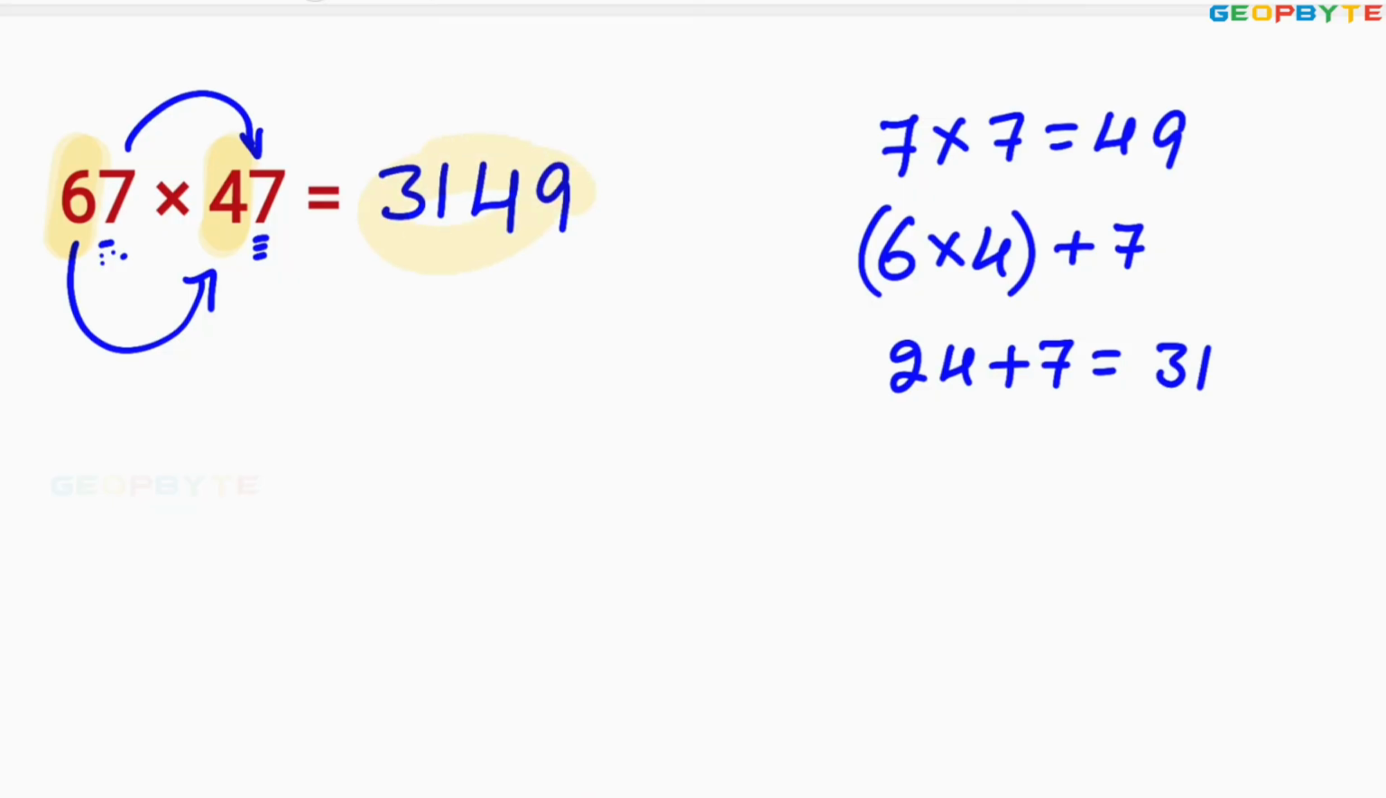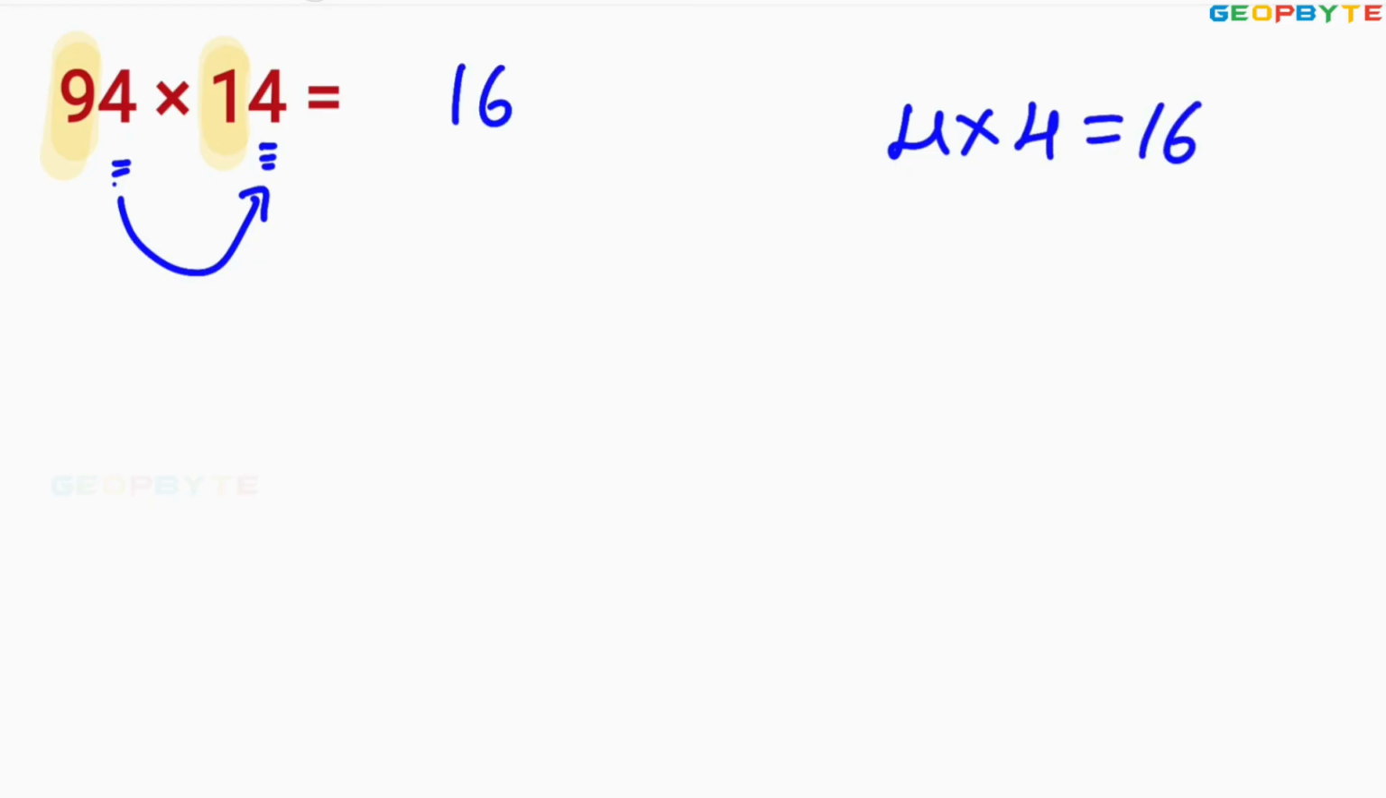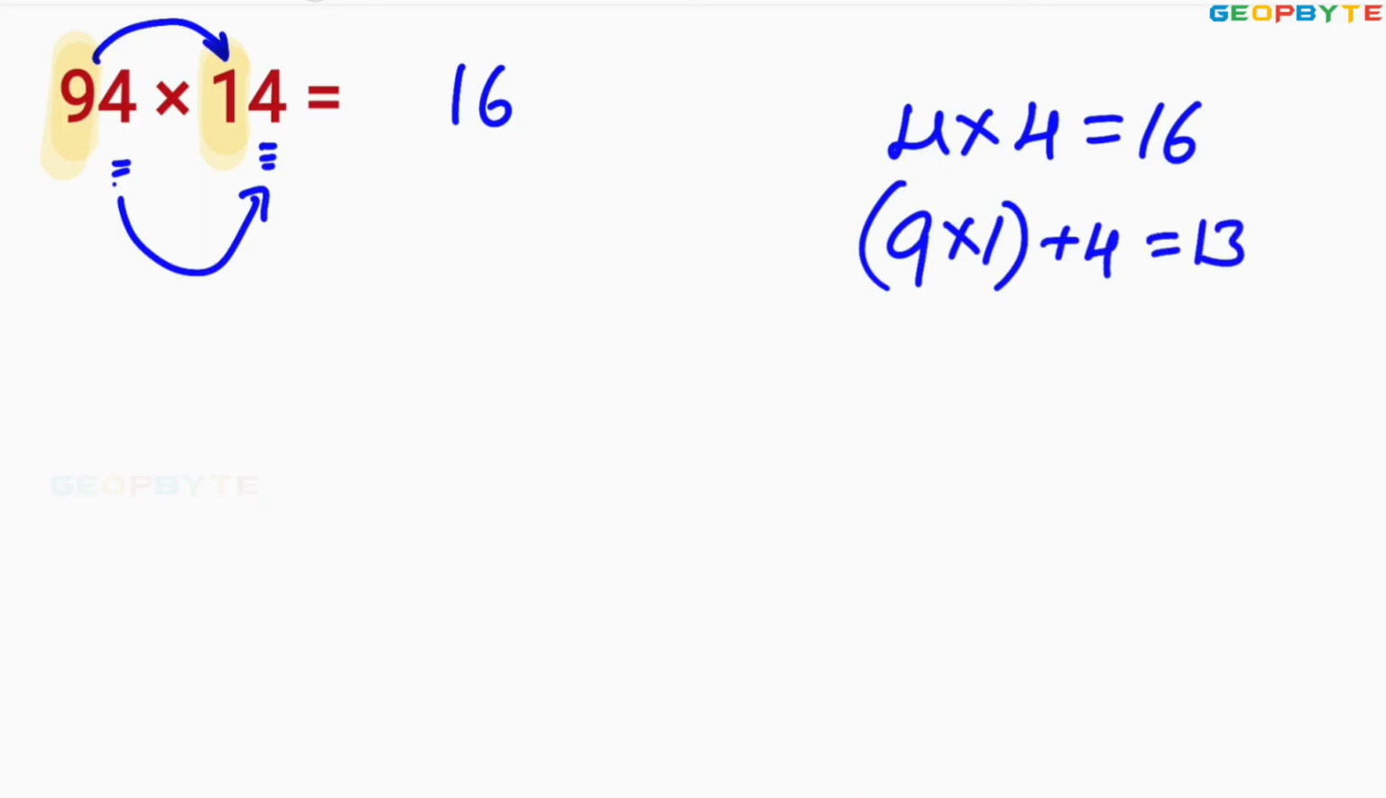Similarly, let us take last multiplication number. Look at the number. The ones place digit remains same. Sum of the tens place digits equal to 10. Then multiply 4 and 4. 4 into 4 is equal to 16. Write that 16 here. Then multiply 9 and 1. 9 into 1. For that add the common digit 4. It is equal to 13. So 1316 be the value of 94 into 14.